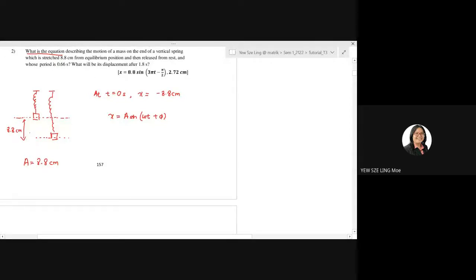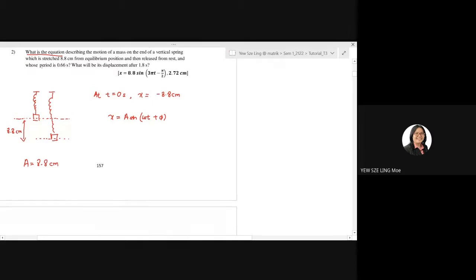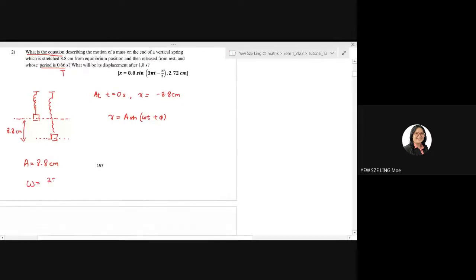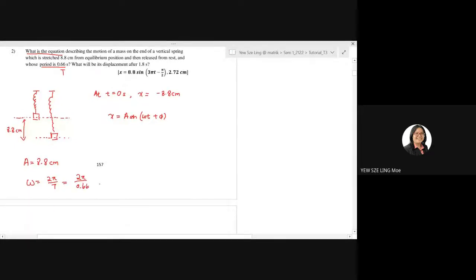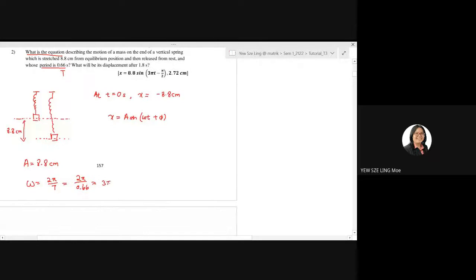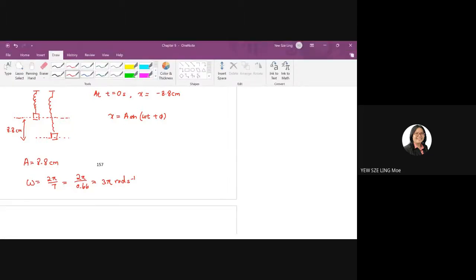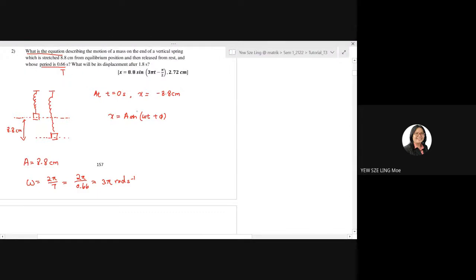And then how about the omega? You're given the period T, which means you can calculate omega. So omega equals 2 pi over T, which equals 2 pi over 0.66 second. Then you obtain 3 pi radian per second. So now our next task is determining the initial phase angle. This is the step that is often overlooked by students. They always forget about the initial phase angle. You need to always remember there is an initial phase angle in our questions.